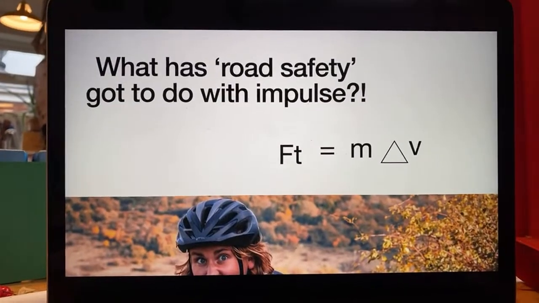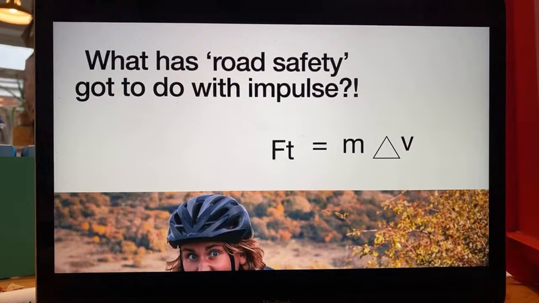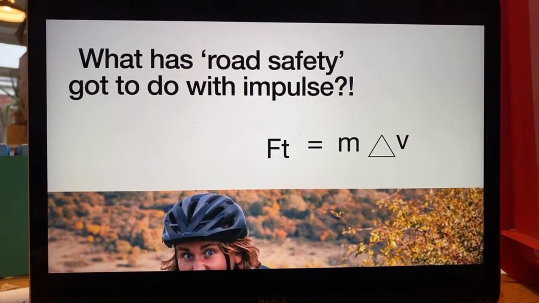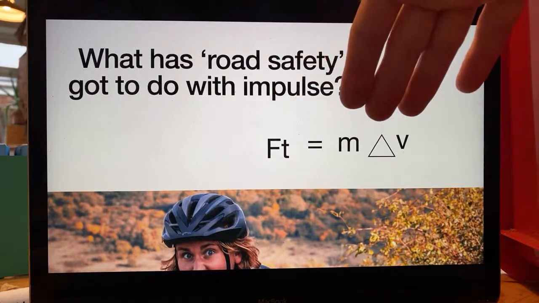Right, I gave this lesson the absolutely fascinating clickbait title of Impulse and Road Safety. What has road safety got to do with impulse? Here's the equation for impulse. Ft, which is impulse, yeah? Just the force and the time that has to be applied to something to make it change its momentum.